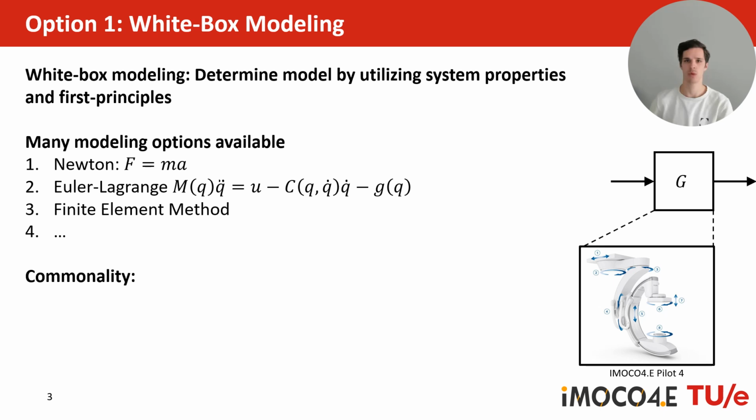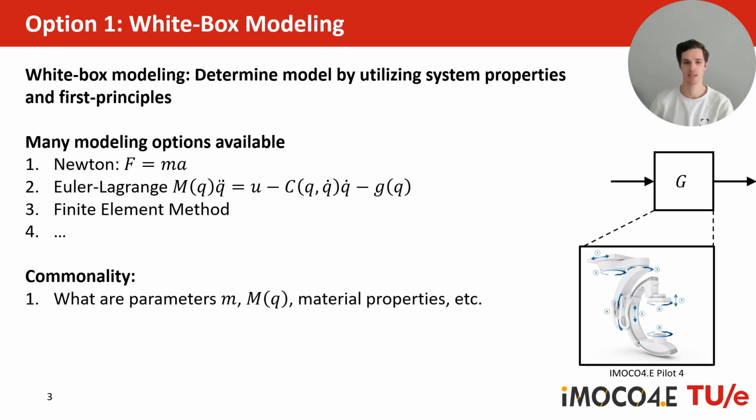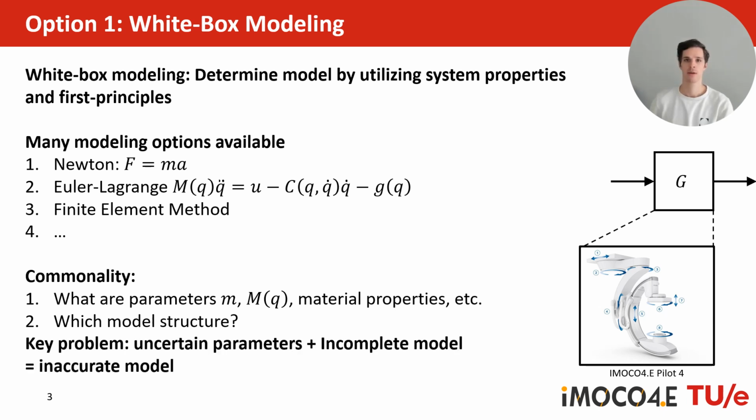However, in all these approaches, we have a very dominant commonality: what are actually the parameters, so the masses, the mass matrix, maybe the material properties in the finite element method, etc.? And what model structure are we using? A very simple Newton model, or maybe a more Euler-Lagrange type of model. The key problem here in getting good models is that, first of all, we have uncertain parameters, and second of all, we have an incomplete model. That typically leads to an inaccurate model, and hence our complete control design might not be suitable for the real system.